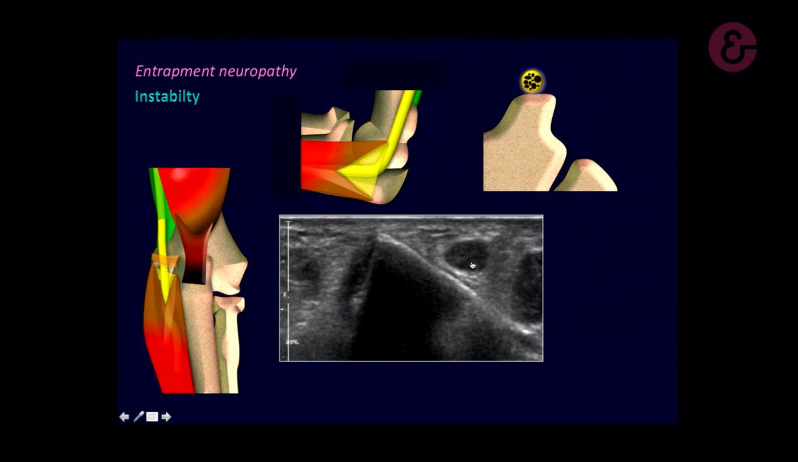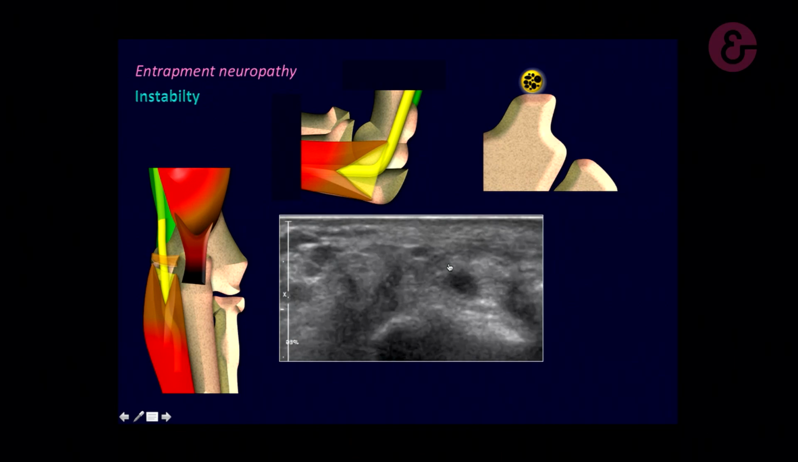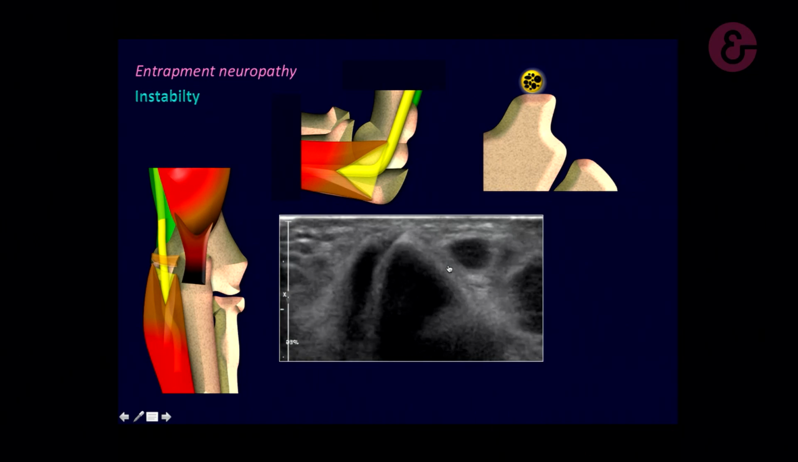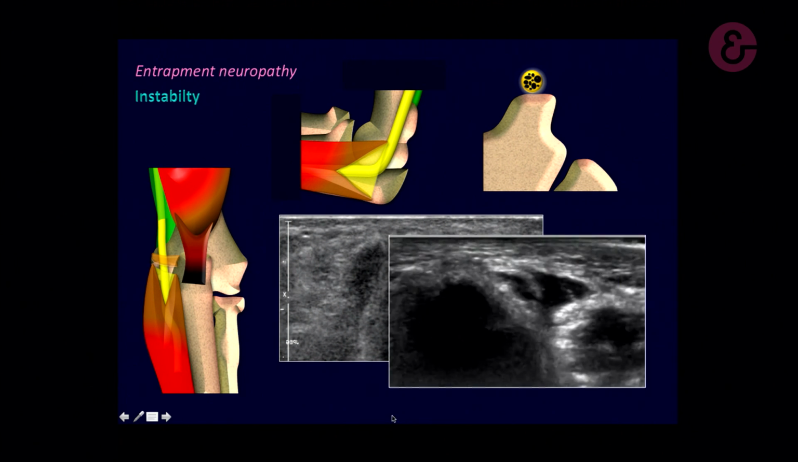And this is a typical example: swollen nerve, no fascicular pattern inside, hyperechoic, and I move on flexion. Tuck. It was very, very easy. So this is one step, and you can have two dislocations.